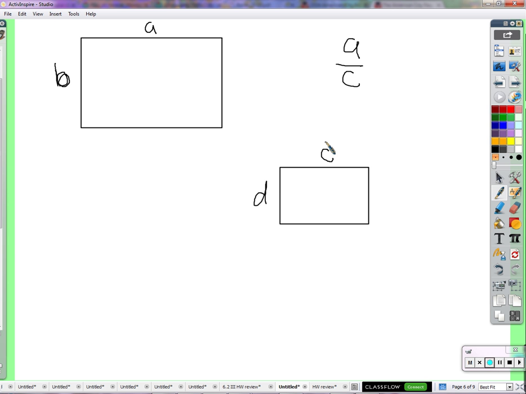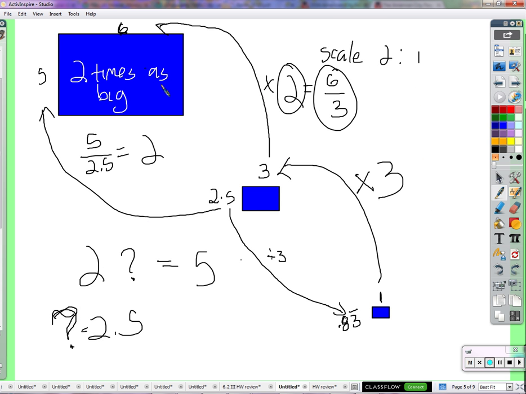But we do know that if I divide A by C, I should get the same thing as when I divide B by D, the shorter sides. Let's see this example. The long side 6 divided by the short side 3, 6 divided by 3 is 2. And the short side divided by the smaller short side also comes out to be 2. So that ratio should always be the same. 2 to 1, this side and this side are 2 to 1. This side and this side are 2 to 1. It should always come out to be the same.